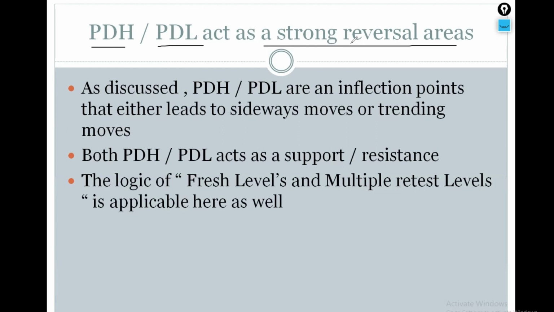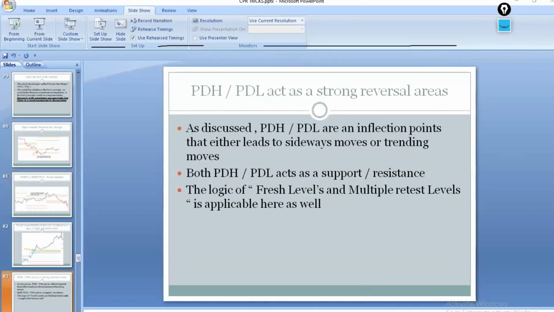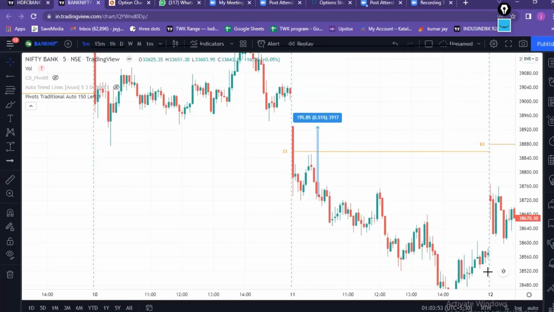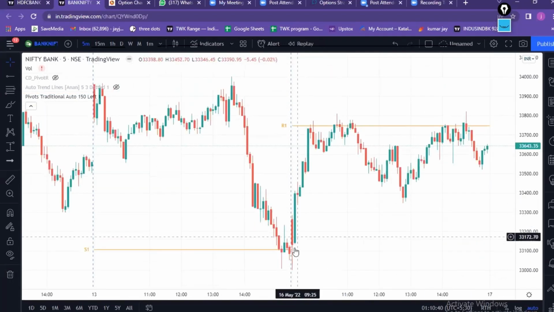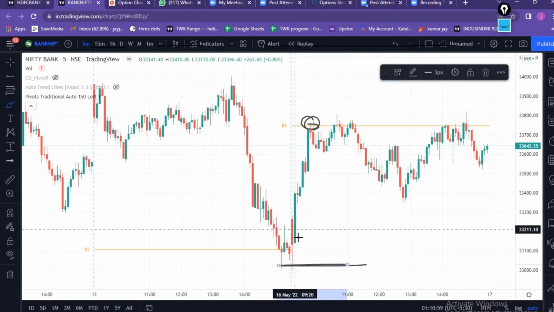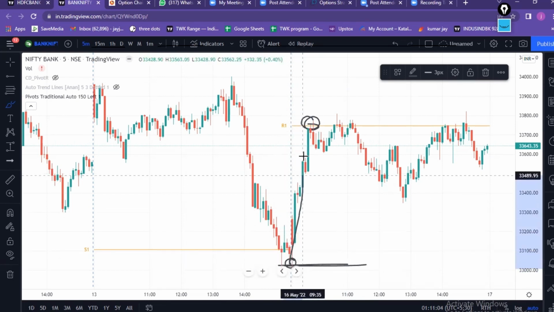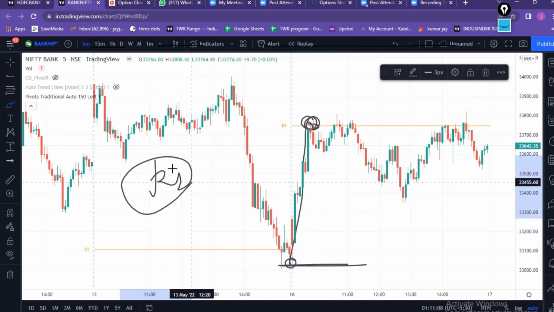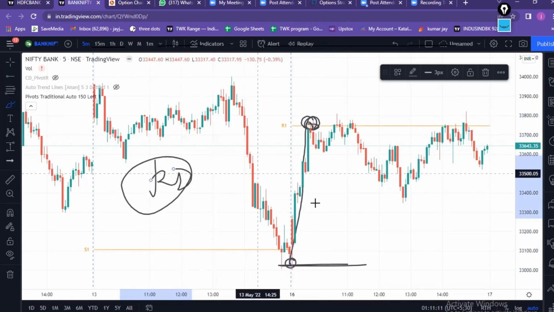Now, as we saw in that particular image when we were speaking about previous day high and previous day low, we saw how the market took rejection exactly at the previous day low and came up till the R1 pivot as well. The market took support exactly at the previous day low and made a good upside momentum till R1, which is resistance 1. I hope you're getting the point.